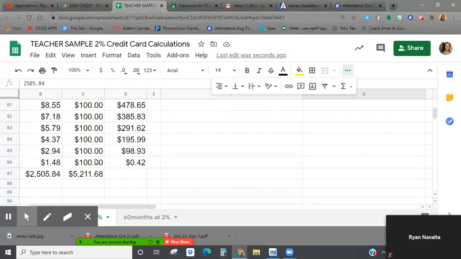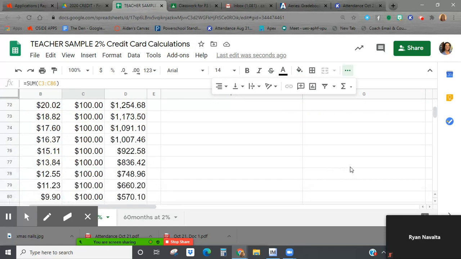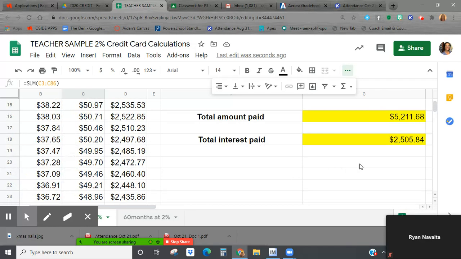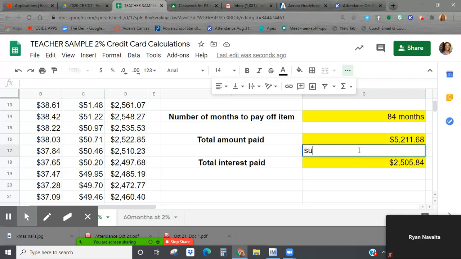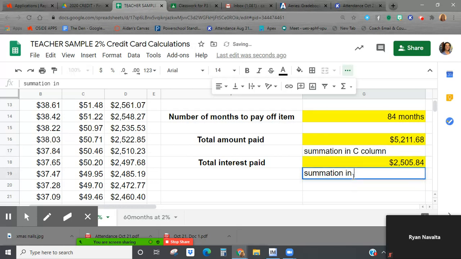I'm going to put the cells for me. It was from cell C87 and from cell B87 at the very bottom. So I'm going to put a little note that says summation in B, C column. And this one is summation in B column, my total interest.